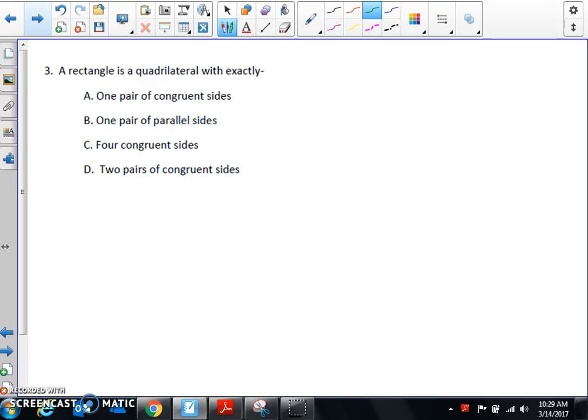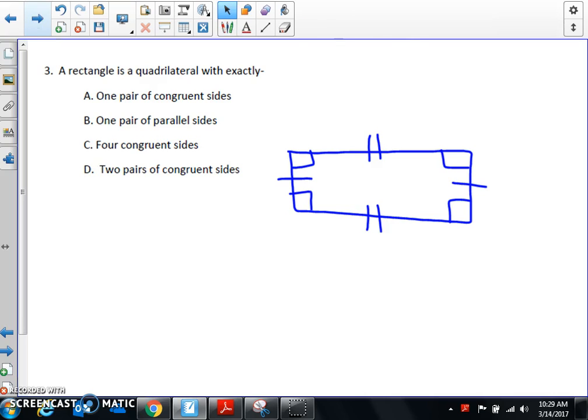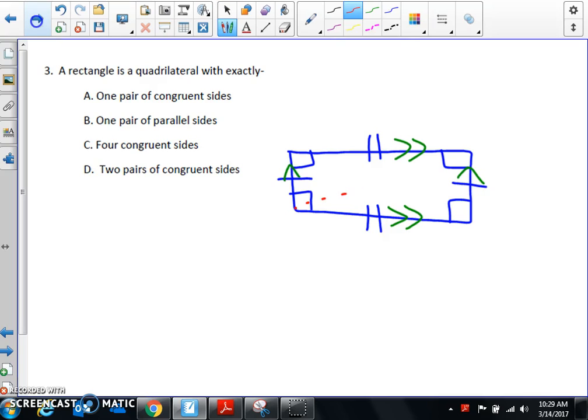Okay, a rectangle is a quadrilateral with exactly. So you need to go ahead and you need to draw your rectangle. So one thing we know about rectangle is that it has 4 right angles. Opposite sides are congruent. Opposite sides are also parallel. We also know that their diagonals bisect, and their diagonals are congruent. And that's pretty much all we know about a rectangle.